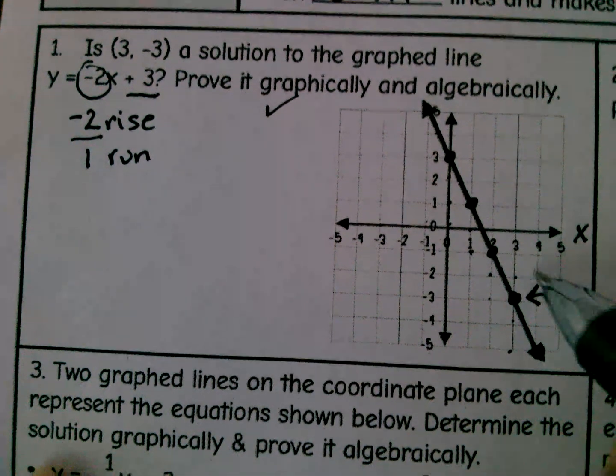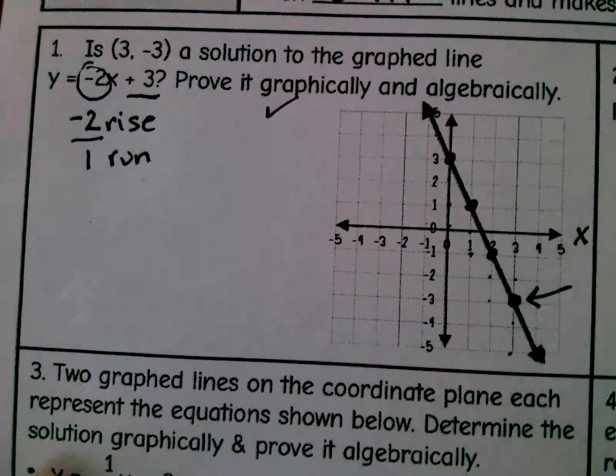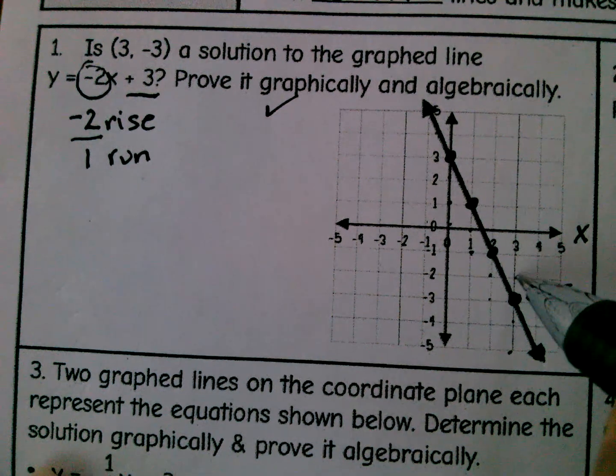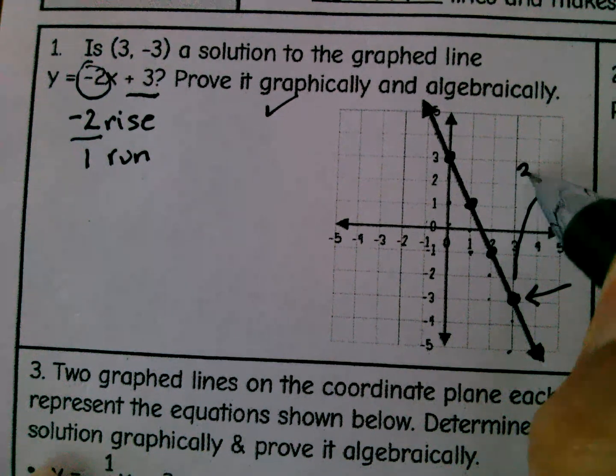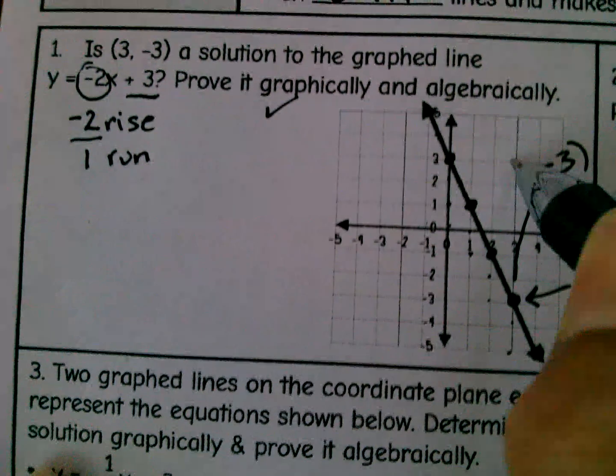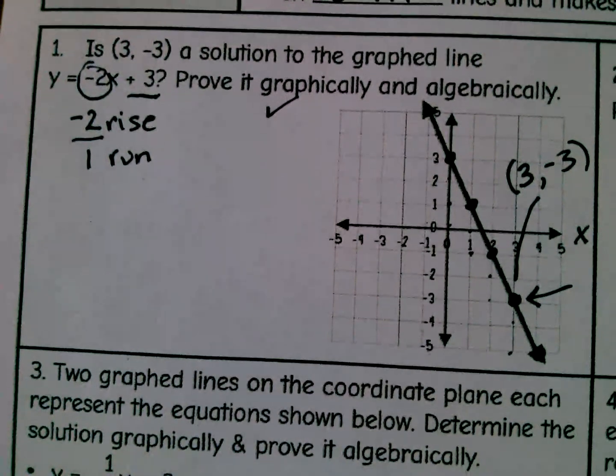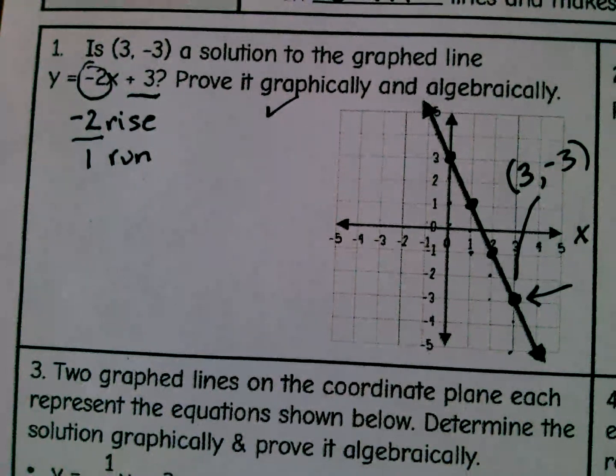So right here, I'm going to label it, or you can highlight it. Okay, I don't have a different colored pen with me right now, but I'm just going to make a little note. This is my (3, -3) to show my teacher, hey, that's how you prove it graphically. It's on the line. Okay.